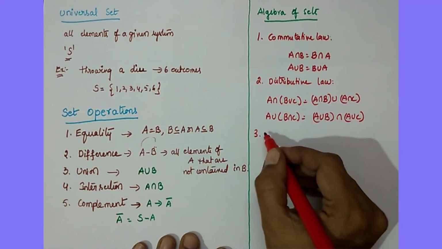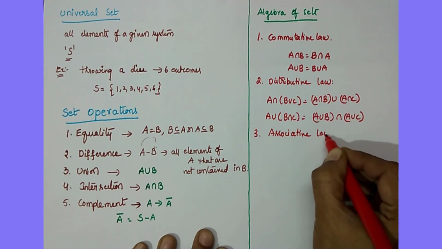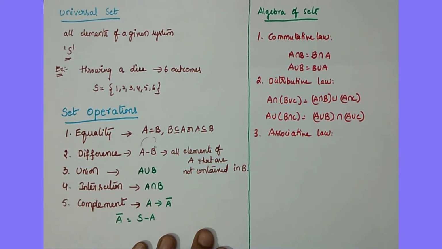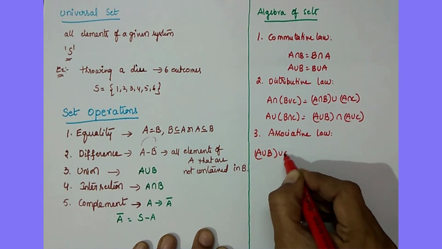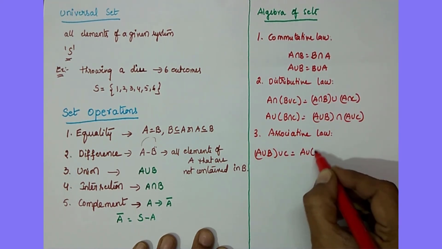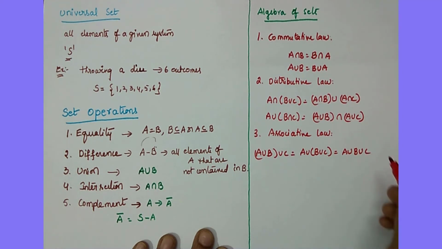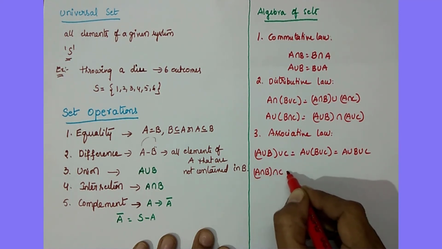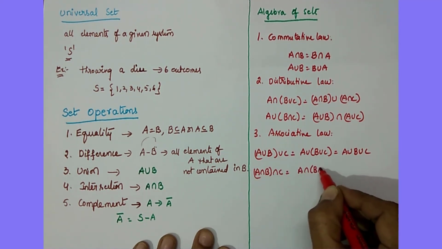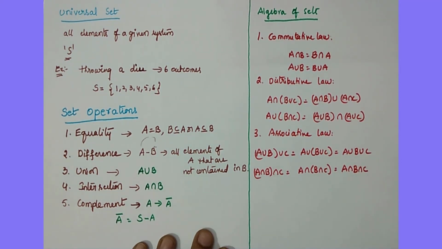Then the next law is the associative law. A union (B union C) is equal to (A union B) union C, like this. You can apply it for intersections also. A intersection (B intersection C) is equal to (A intersection B) intersection C. Okay.